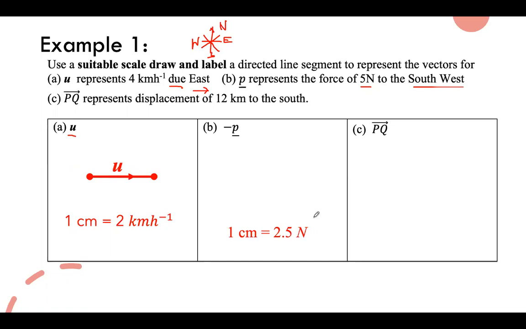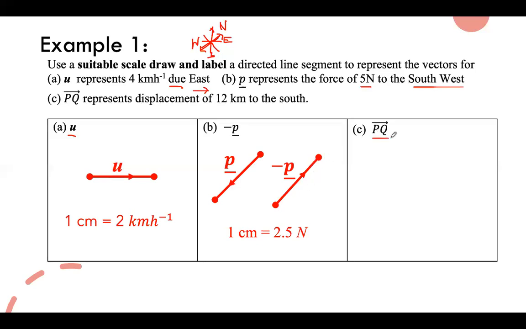P is the force 5 Newton to the southwest. Southwest is this part. So negative P is going upward. So this is P, and negative P is this direction. And then the length here must be 2 centimeter because 1 centimeter is 2.5 Newton. Therefore, 2 centimeter is 5 Newton.